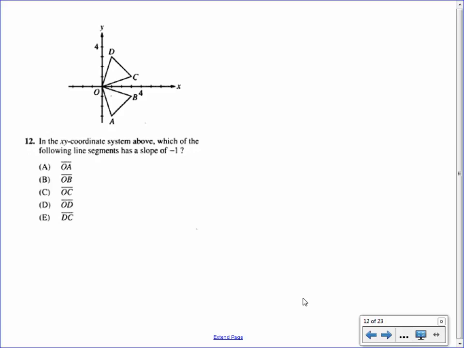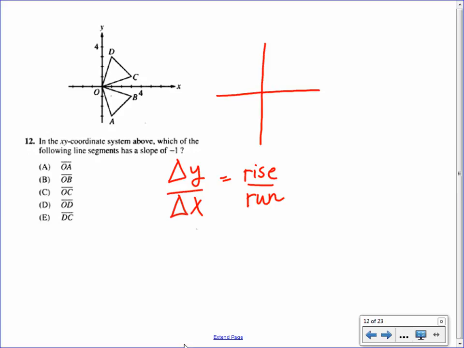So remember, the slope is the change in the y values over the change in the x values. You might also think of it as rise over run. And many of you will know what a negative slope looks like. A negative slope is going to look like this generally.